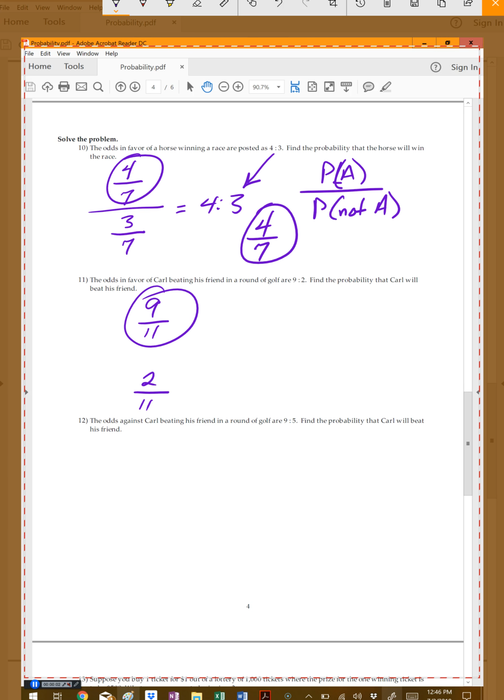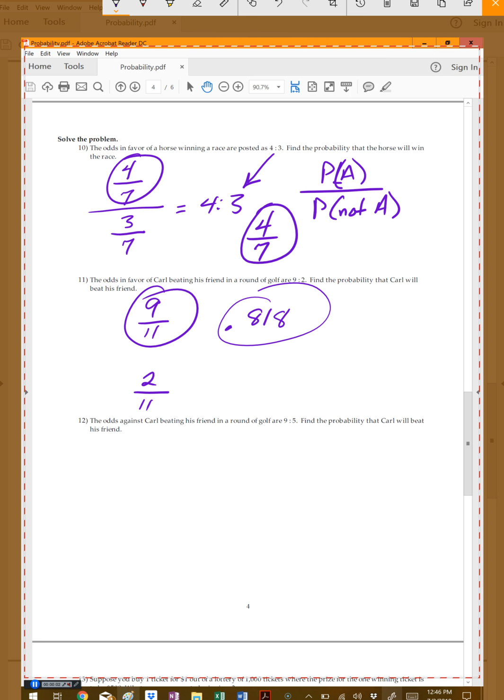Again, MyMathLab may ask for a decimal approximation of that, and that is 0.818. That's certainly a possibility, so they may ask for decimals. Just take your calculator and do 9 divided by 11 to get that.